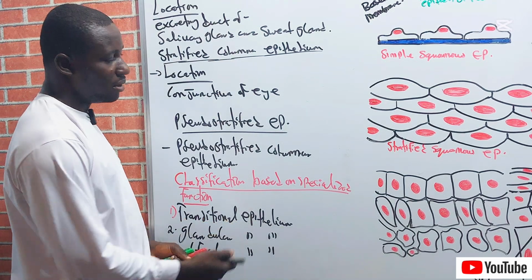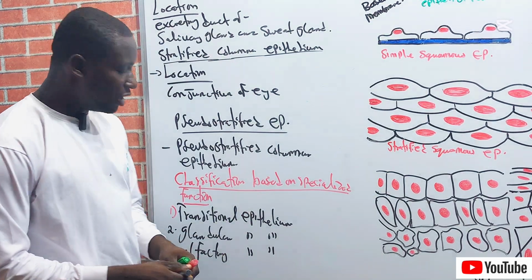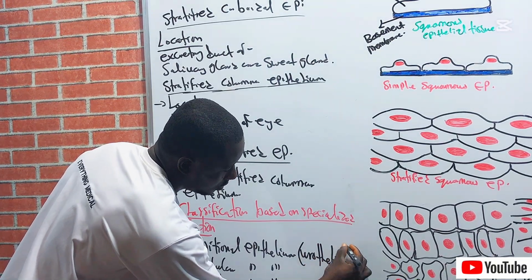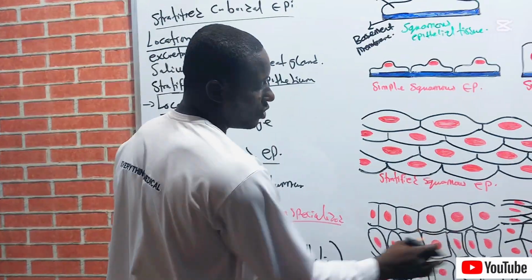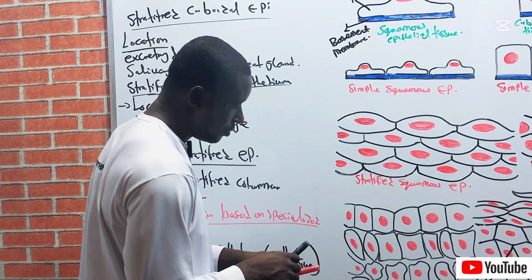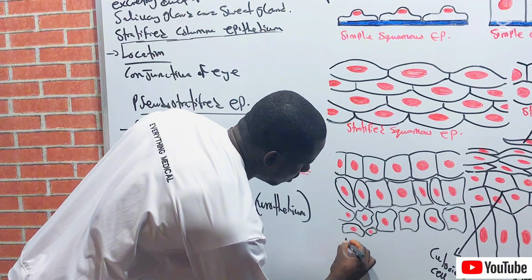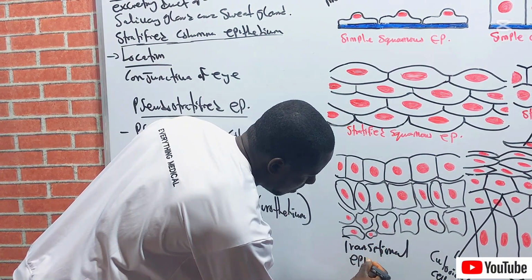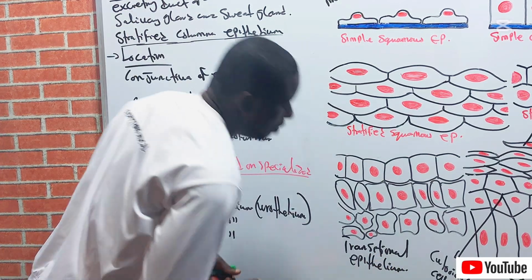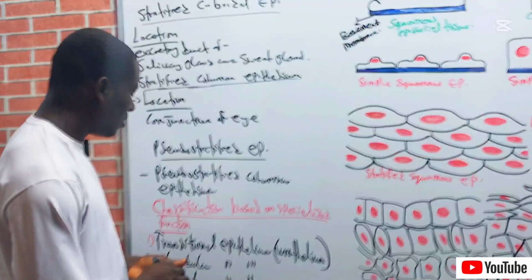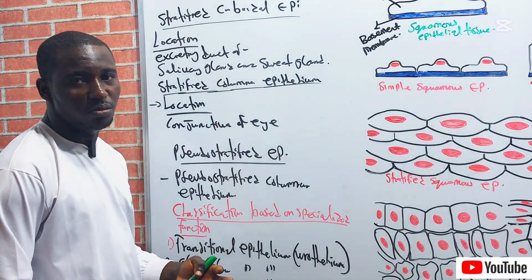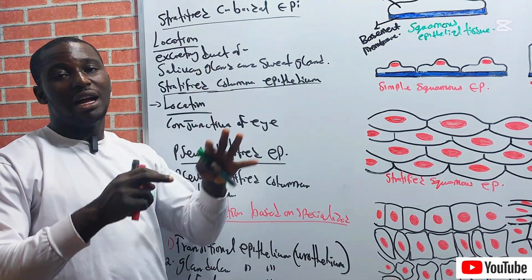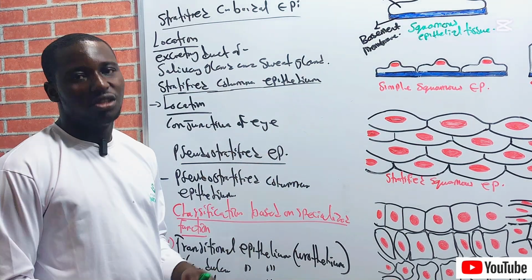Let's start with transitional epithelium. Transitional epithelium can be called urothelium. This diagram shows us the transitional epithelium. What is transitional epithelium? It is a type of epithelium that has several layers of pear-shaped cells.